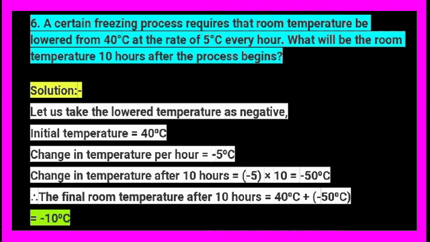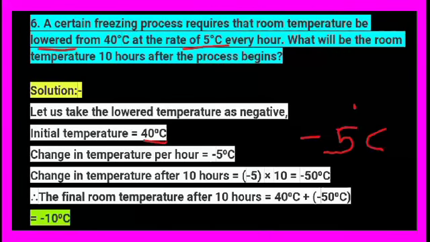So in the question we are given that the initial temperature of the room is 40 degrees Celsius, and the requirement is to decrease the temperature by 5 degrees Celsius every hour. We know that for decreasing or lowering we use a minus sign, so it will be minus 5 degrees Celsius every hour.